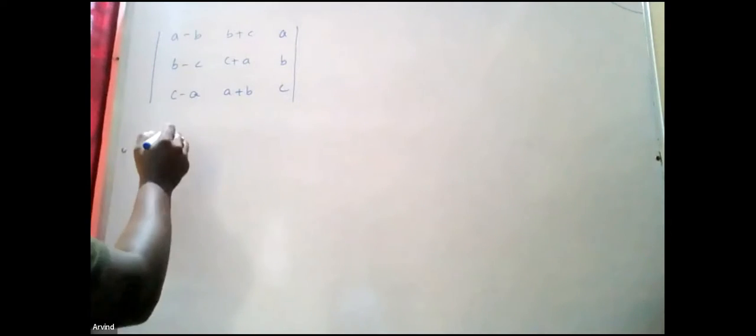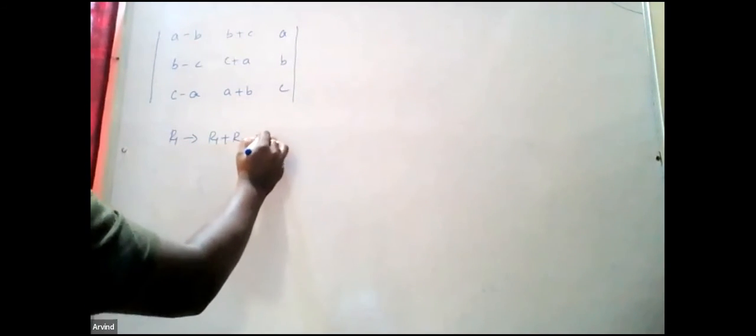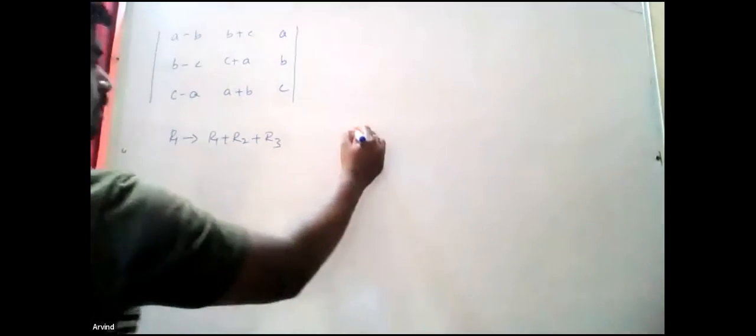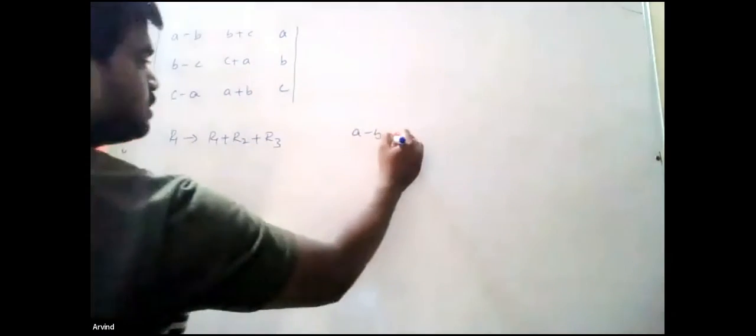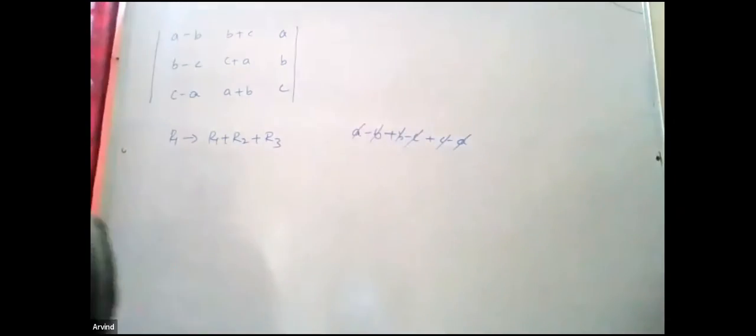What we'll do is we'll just add. R1 is R1 plus R2 plus R3, I'll do. So when we add, look, A minus B plus this plus C minus A, everything gets cancelled. Correct? Everything gets cancelled. You will be left with 0.